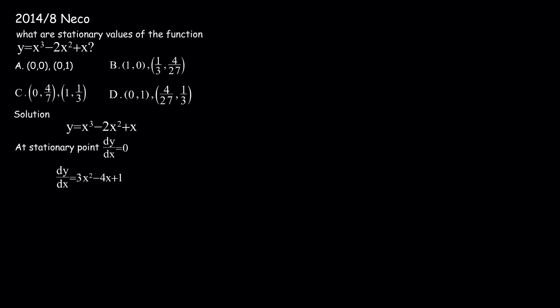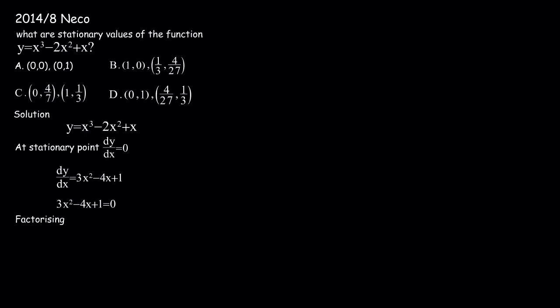Now equating dy/dx to 0, it becomes 3x squared minus 4x plus 1 is equal to 0. At this point, to get the value of x, we are going to factorize. Factorizing, we are looking for two factors which, when we multiply them, give us the product of a and c, and when we add them, give us b. From our quadratic equation, our a is 3 and our c is 1. So the product of a and c is 3. Now find the two numbers which when multiplied give us 3, and when added give us minus 4. The numbers are minus 3 and minus 1.